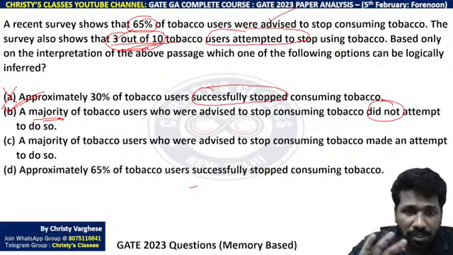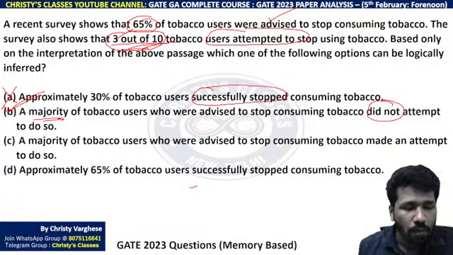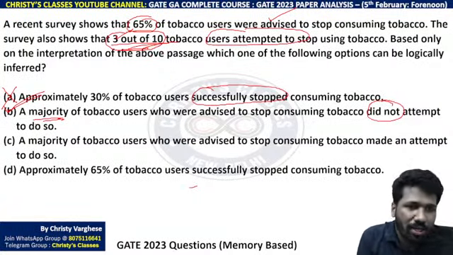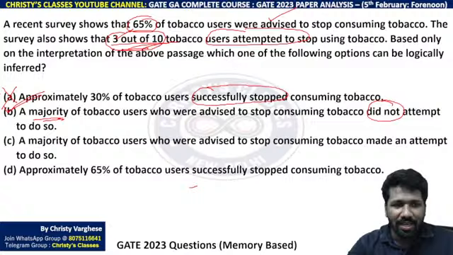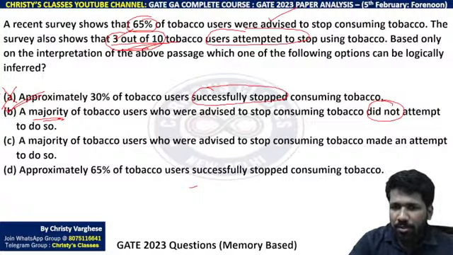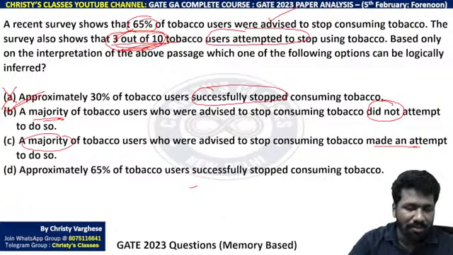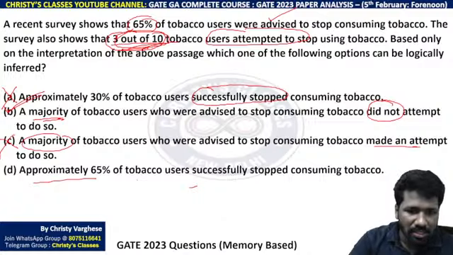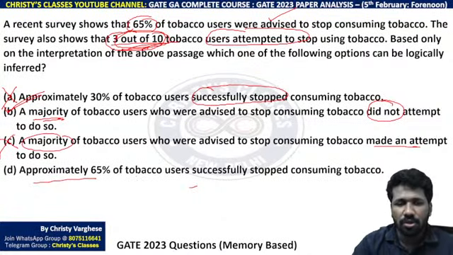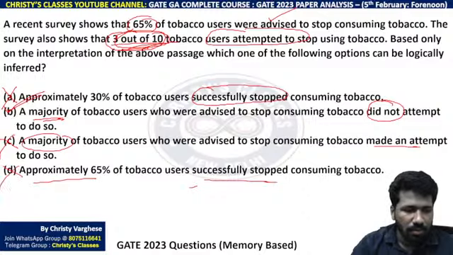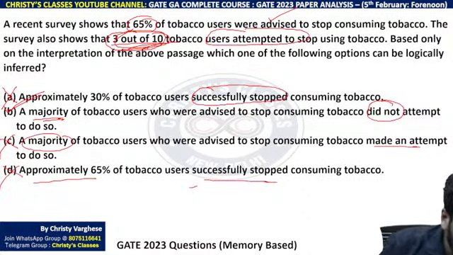Again, if the option and question is exactly like this, option B should be the answer, better choice. Because option C देखिए, majority of tobacco users who were advised to stop tobacco made an attempt. Majority attempt नहीं किया, 30% या 30% से कम ही attempt किया. So ये गलत है. Approximately 65% of tobacco users successfully stopped. No, successfully stopped is again a wrong mention. So B is the better choice.